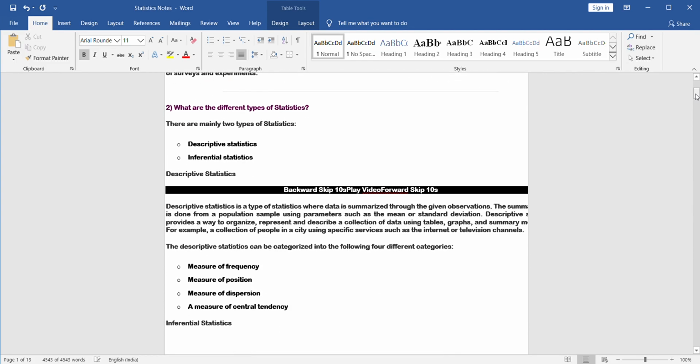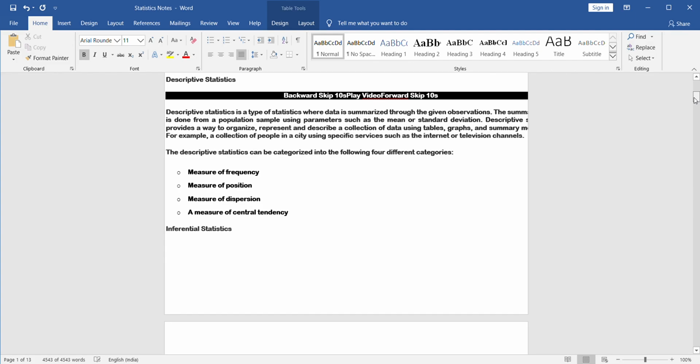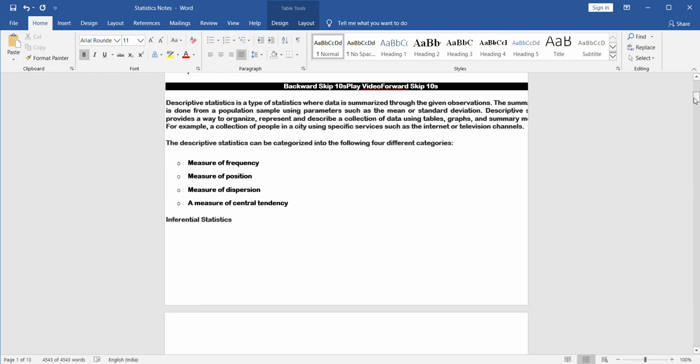Okay, so descriptive statistics is a type of statistics where data is summarized through the given observations. The summary is drawn from the population sample using parameters such as the mean and standard deviation. Descriptive statistics provides a way to organize, represent, and describe a collection of data using tables and graphs, for example, a collection of people in a city using a specific survey, such as the internet or television channels. Okay, so this is descriptive.